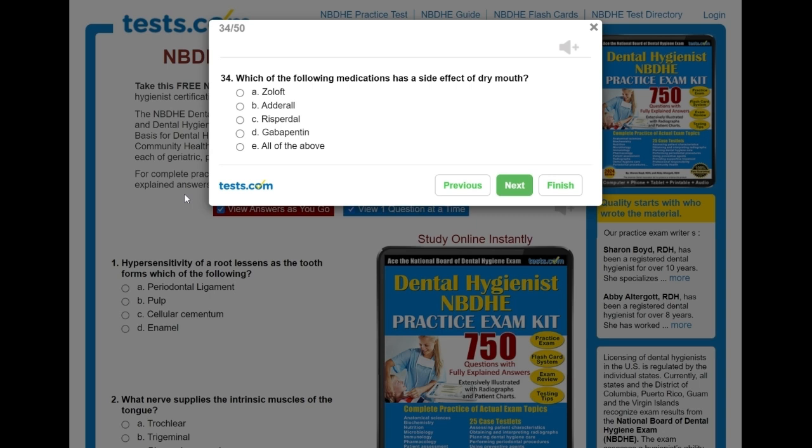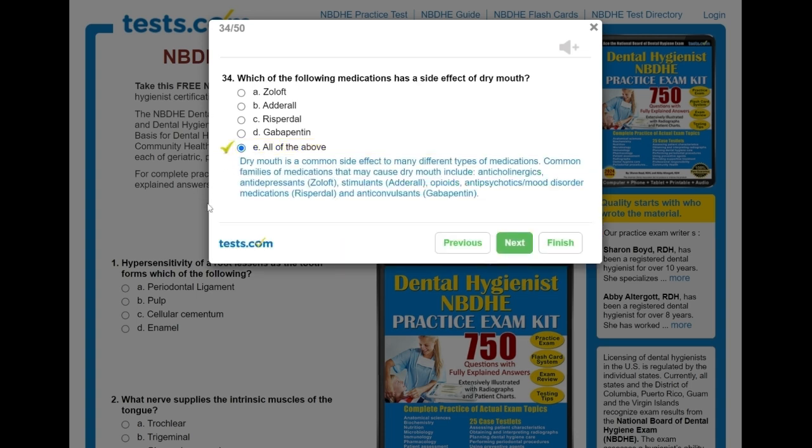Question 34. Which of the following medications has a side effect of dry mouth? A. Zoloft. B. Adderall. C. Risperdal. D. Gabapentin. E. All of the above. E. All of the above. Dry mouth is a common side effect to many different types of medications. Common families of medications that may cause dry mouth include anticholinergics, antidepressants, Zoloft, stimulants, Adderall, opioids, antipsychotics, mood disorder medications, Risperdal, and anticonvulsants, Gabapentin.